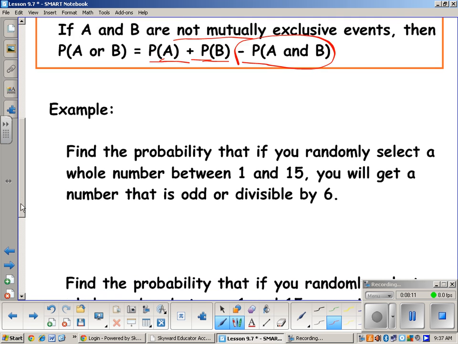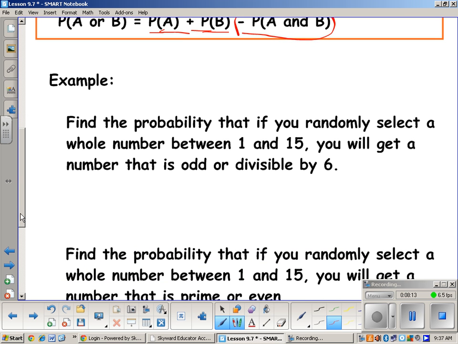Now let's do a couple examples of applying them, and then you can ask some questions if I didn't make it clear enough. Okay, find the probability that if you randomly select a whole number between 1 and 15, you'll get a number that is odd or divisible by 6. Okay, so we want the probability of odd and the probability divisible by 6. Okay, can they happen at the same time? Yes? Okay.